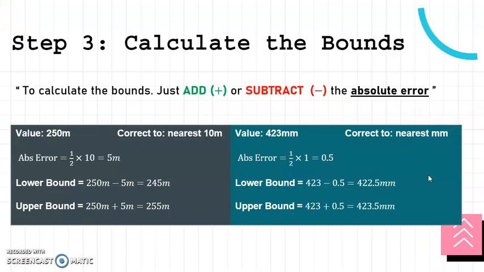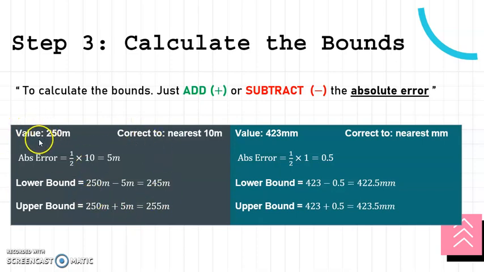And the last step is that we have to calculate the lower and also upper bound of the measurement. So how do we calculate upper bound? To calculate upper bound, we can just simply add the absolute error, and to calculate the lower bound, we can just subtract. So here is the example.